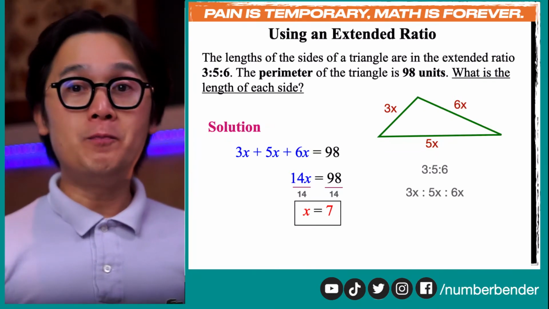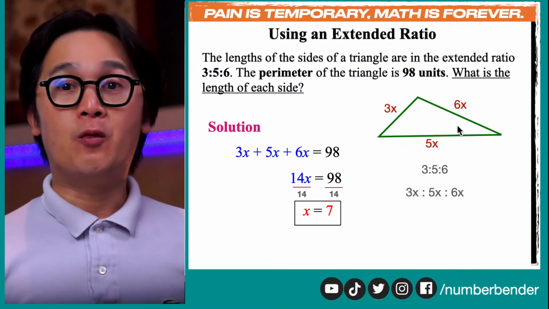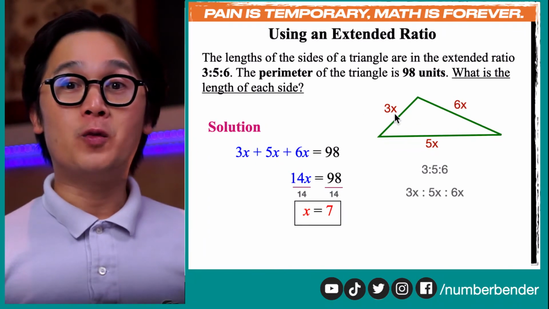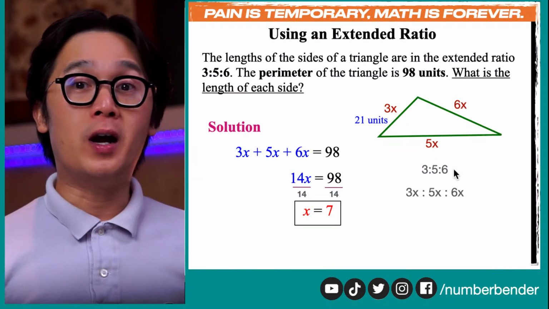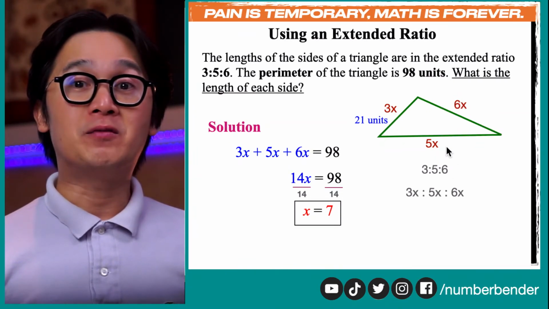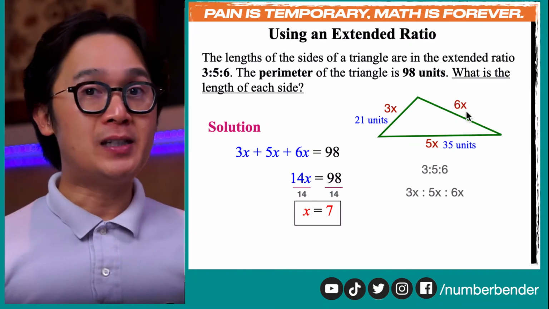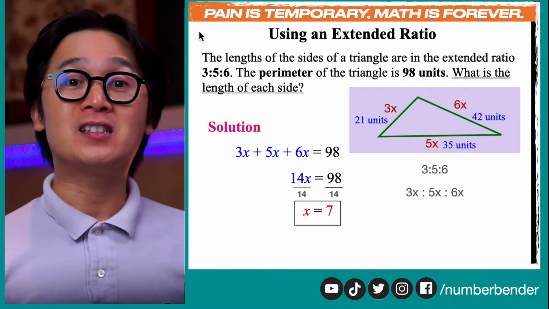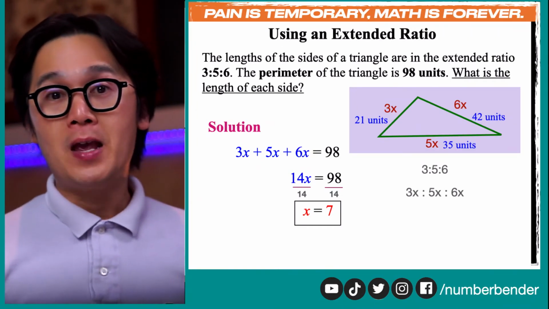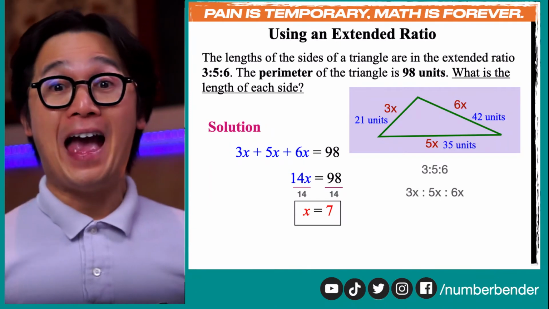And by doing so, all we need to do now is to just multiply our value of x with 3 right here, which is 7 times 3 is equal to 21. This is going to be 5 times x equal to 35, and 6 times 7 is equal to 42. So now we have the side lengths of our triangle given by the value of x that we just found using algebra.